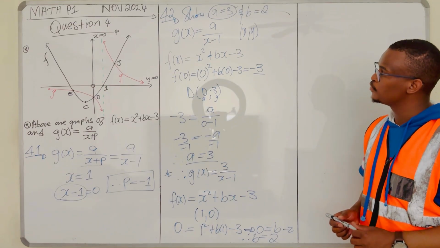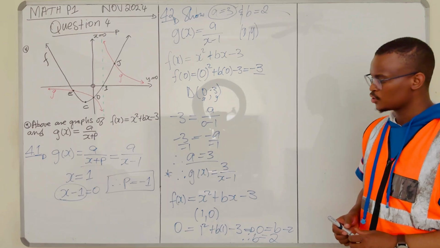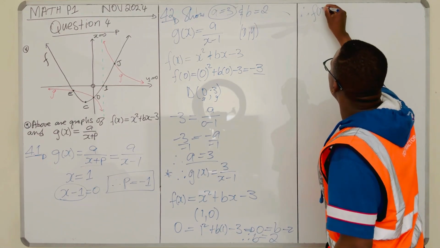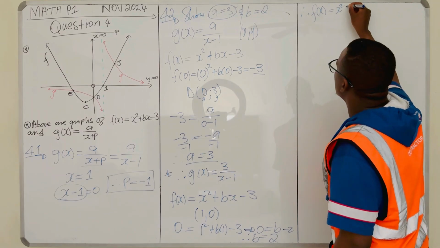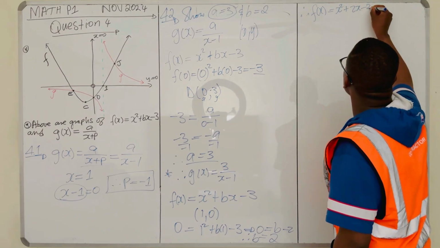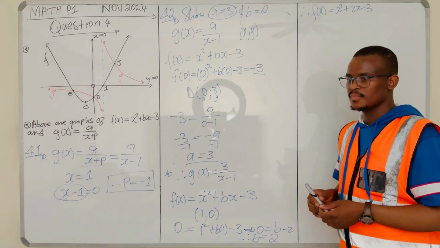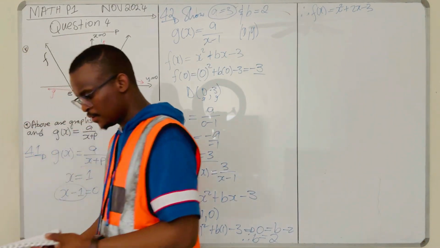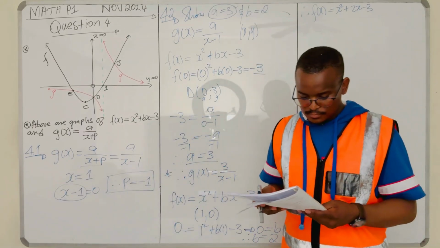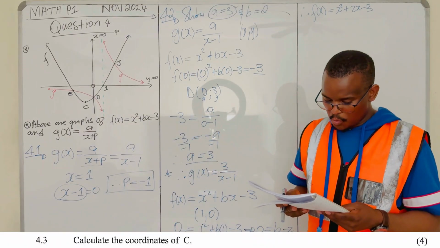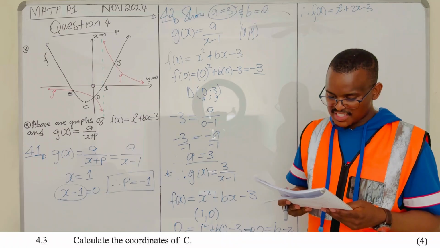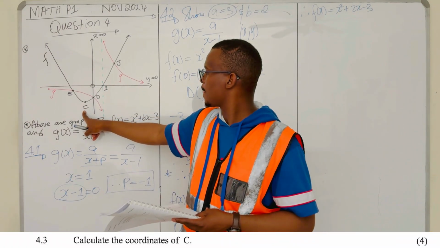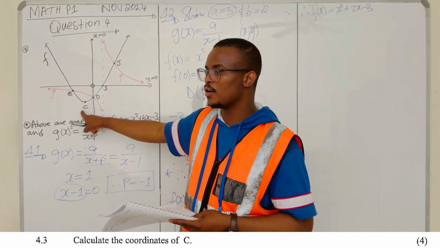Then we're going to move to 4.3. Is it clear? Yes. Because we've shown A, we've shown B. Or maybe we can say therefore, your f of x is now equal to x squared plus 2x minus 3. That's all we have. Now, going to move to 4.3. At 4.3, they want you to calculate the coordinates of C. What is C? C is the turning point of a function.